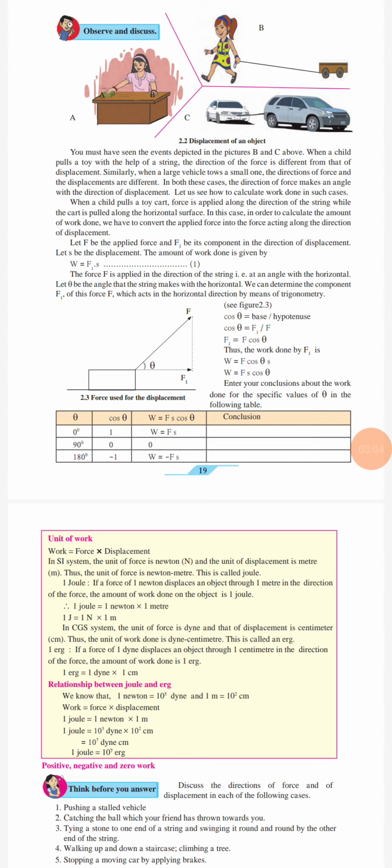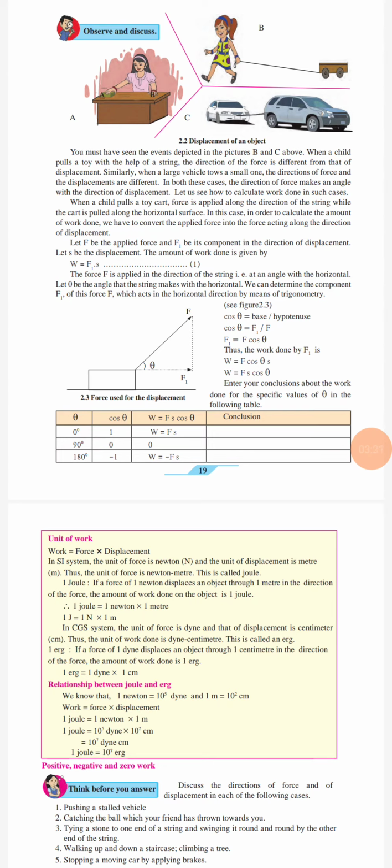As already seen, 1 newton is 10 raised to 5 dyne, and 1 meter is 10 raised to 2 centimeter. So 10 raised to 5 into 10 raised to 2 is dyne centimeter, which as we have seen in CGS is the erg. So 1 joule is 10 raised to 7 erg.